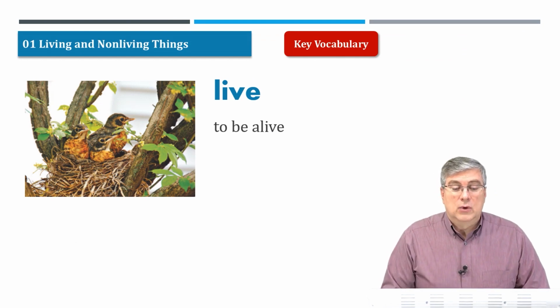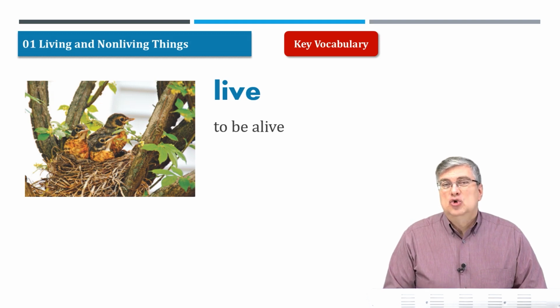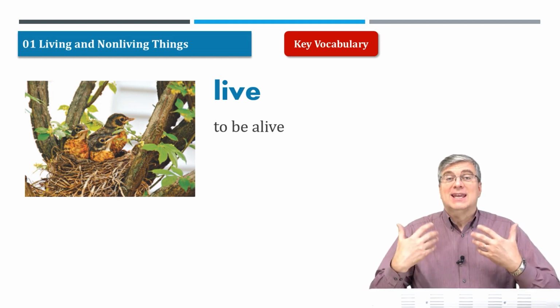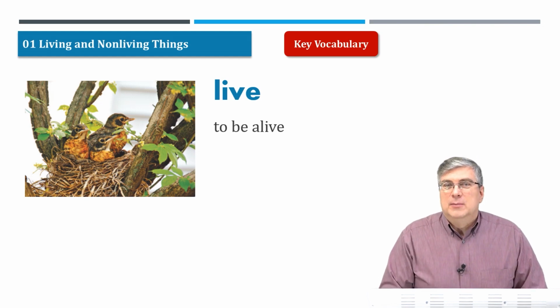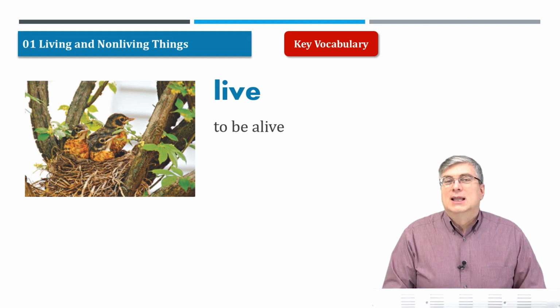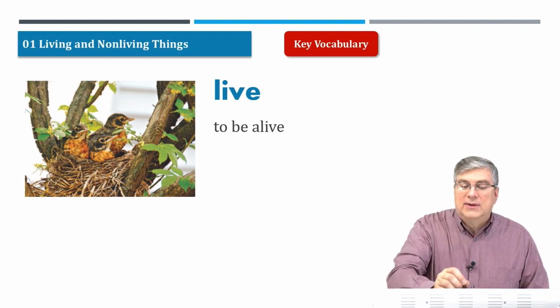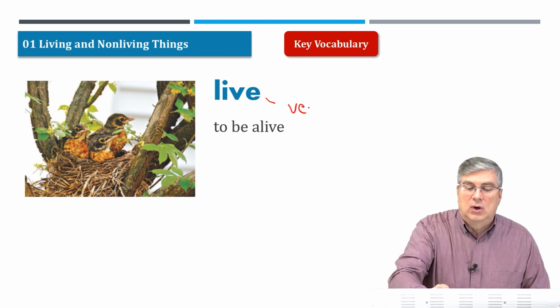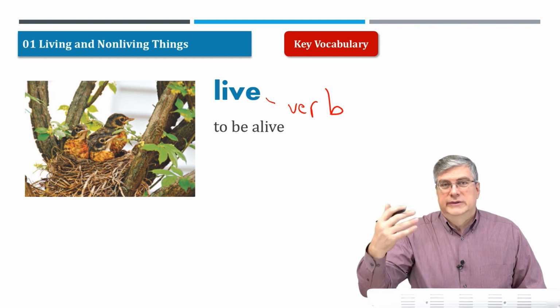Okay, so let's go over the vocabulary. The first word is live, as in to live. To live means to be alive, to be in the process of being alive. Now be careful with live because it can also be pronounced in another way. You can pronounce this live, but that has a different meaning. If you say live, that is an adjective, right? So this live is a verb, right? To live. I want to live a long time.